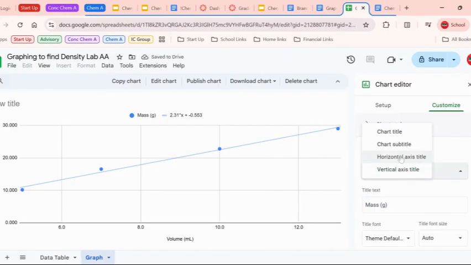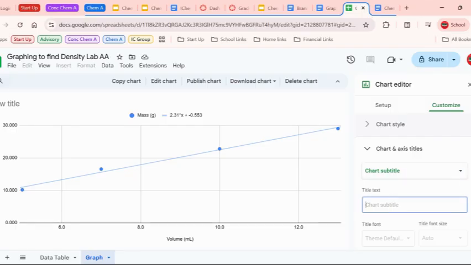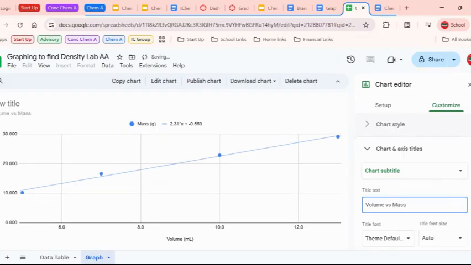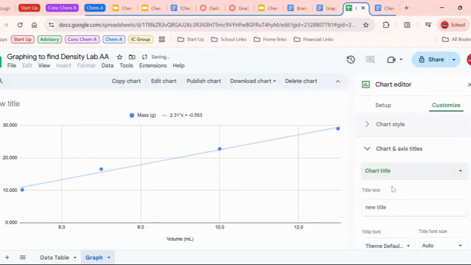One more thing that you have to change, ladies and gentlemen, is you have to change the chart title, and you're changing that to volume versus mass, just as we would have done in the activity. Oops, sorry, I accidentally did the subtitle. I'm going to change that to the title, highlight that, and change it to volume versus mass.